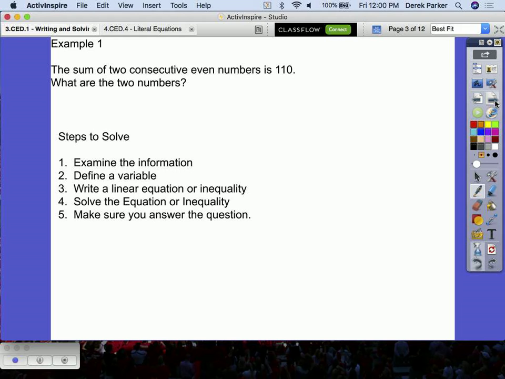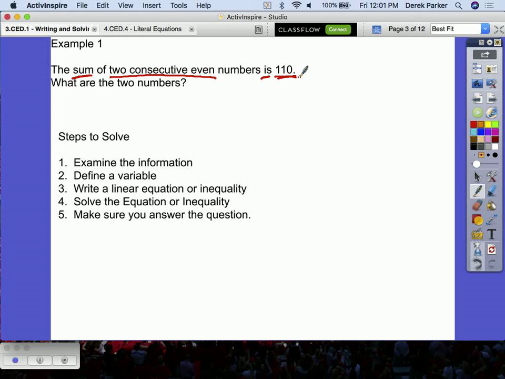So when doing this, I want to know first off, what am I finding? Sum of two consecutive even. Sum means addition, so I know that I am looking for an equation that has addition. Both are even. Is means equal, and all of it equals 110. So what are my two numbers?